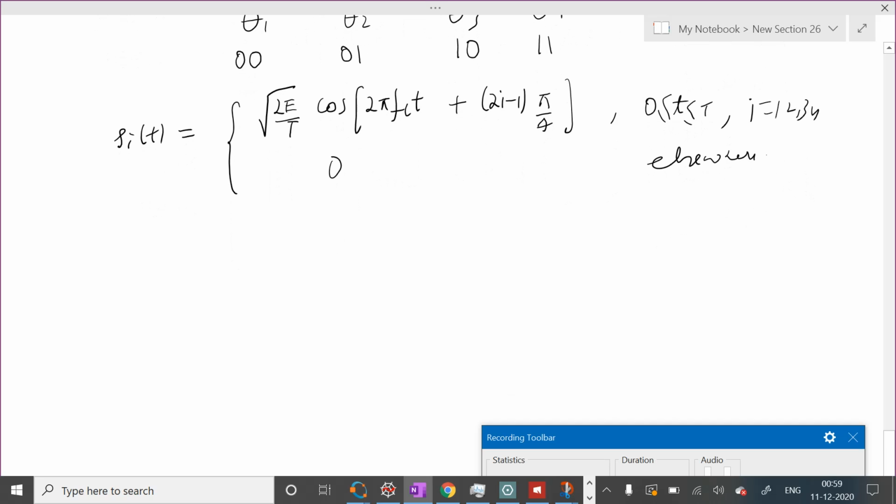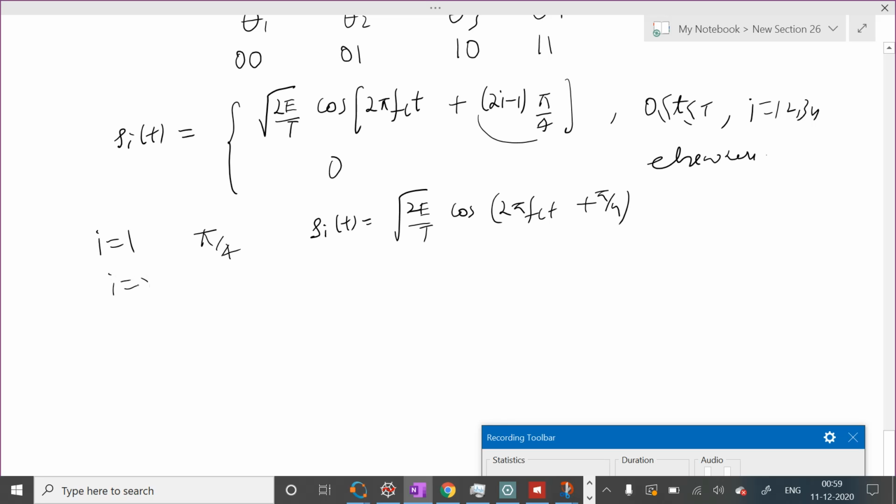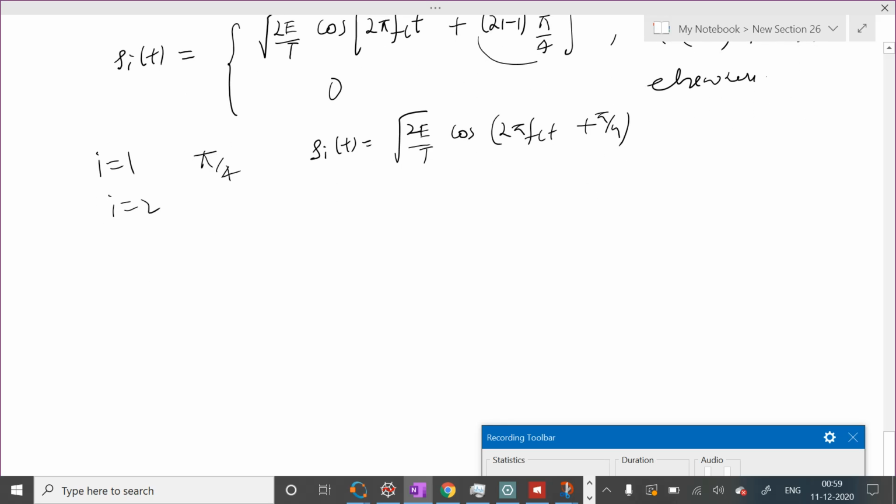Now what does it mean? Suppose I put i equal to 1, then what is this phase term? It is pi by 4. So you get S1 of t is equal to under root of 2E by T cos 2 pi fct plus pi by 4. If I choose i is equal to 2, I will get 3 pi by 4. So S2 of t is equal to root over 2E by T cos of 2 pi fct plus 3 pi by 4.